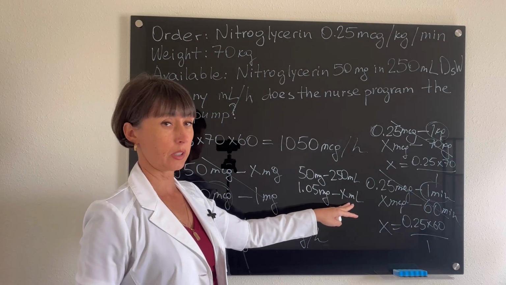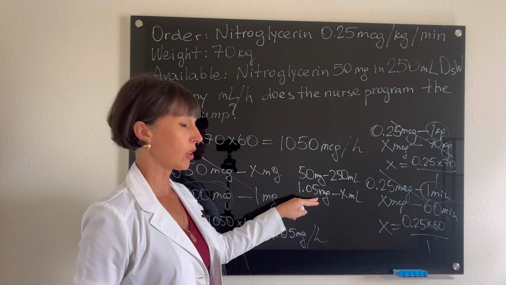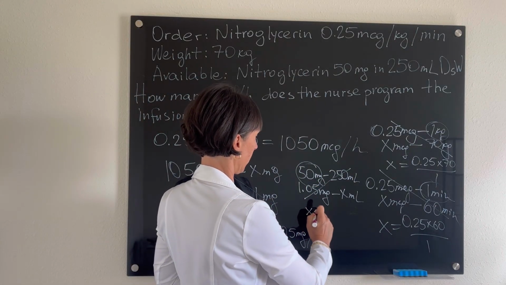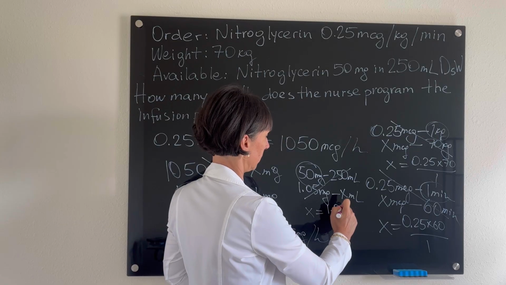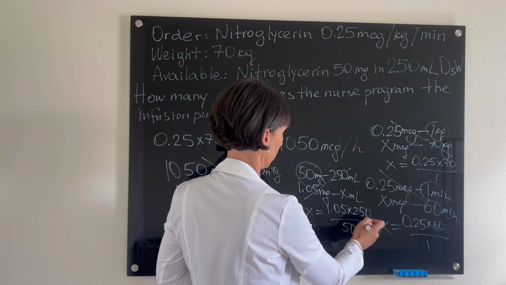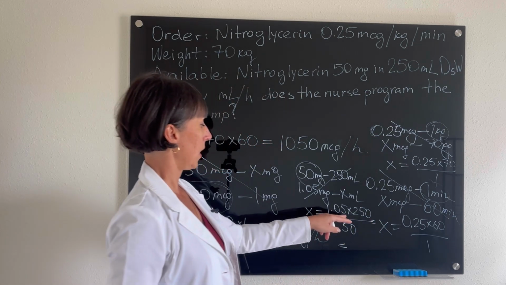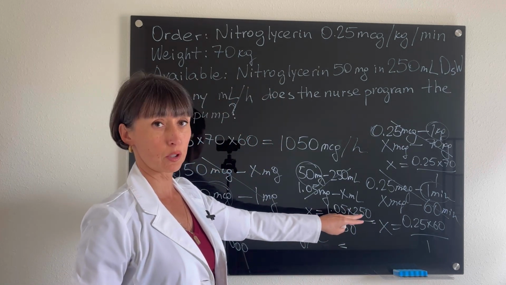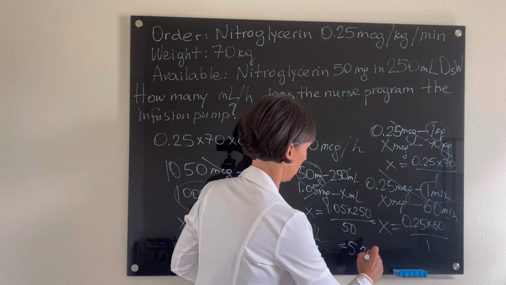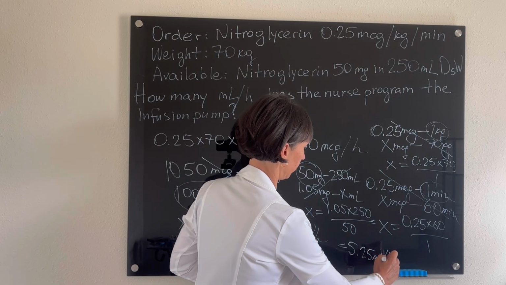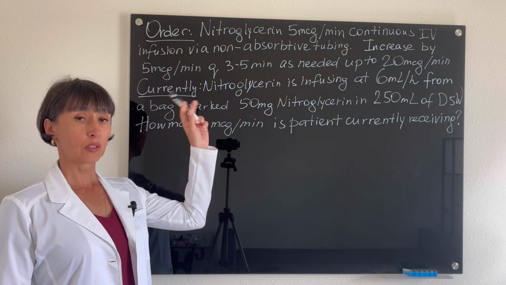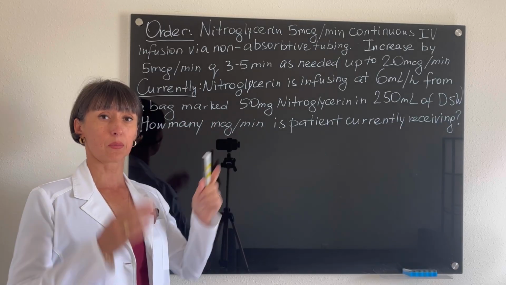1.05 milligram is X milliliters. I double check myself. Do I have the same measure under the same measure? I multiply and I divide. So 1.05 times 250 divided by 50 equals 5.25 milliliters an hour. Here's our next problem, and you will see that this is like the opposite of what we just did.